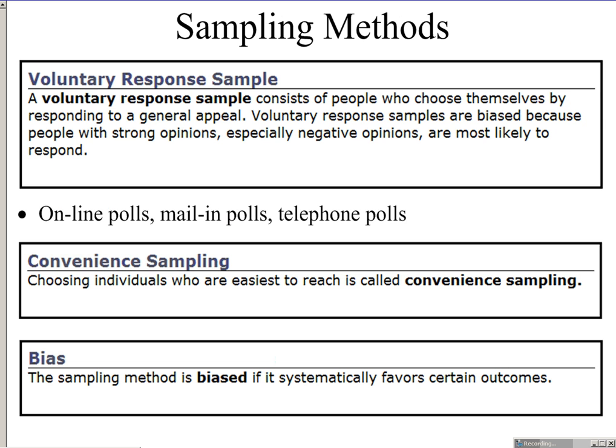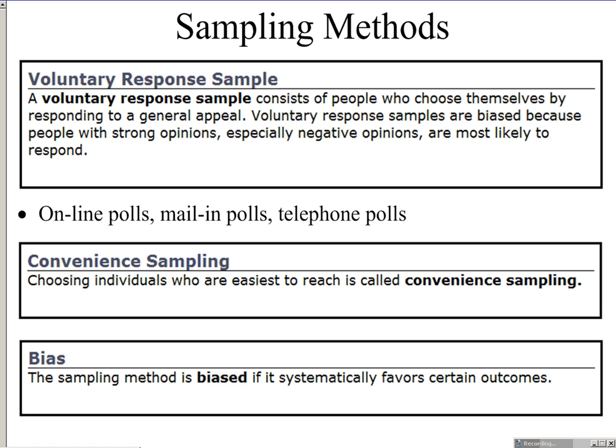Different types of sampling methods. A voluntary response sample consists of people who choose themselves by responding to a general appeal. Voluntary response samples are biased because people with strong opinions, especially negative opinions, are most likely to respond. Examples would be online polls, mail-in polls, and telephone polls, because people are choosing whether they are going to respond or not. If you watch some of the local news, they'll have a call-in telephone poll to respond to a certain question. That is very biased because it is a voluntary response sample.